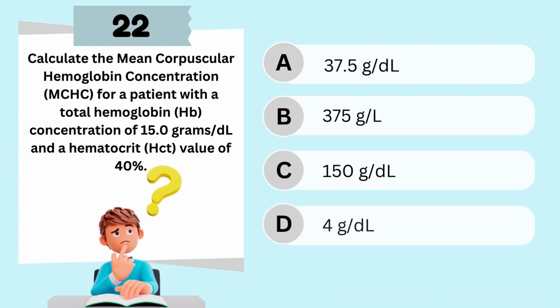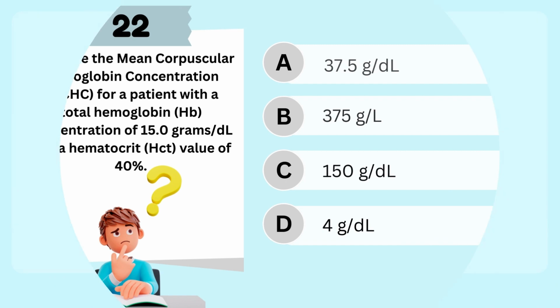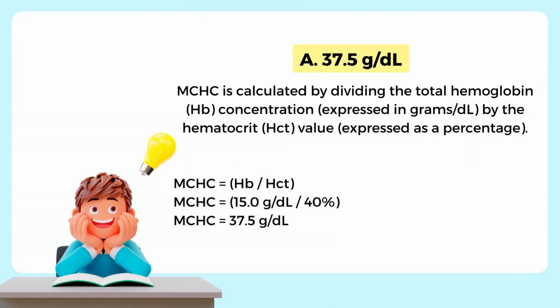Try to calculate this. The correct answer is A. 37.5 grams per deciliter.